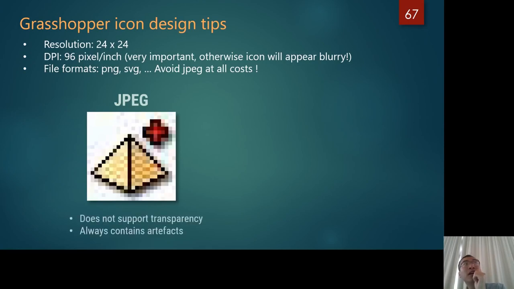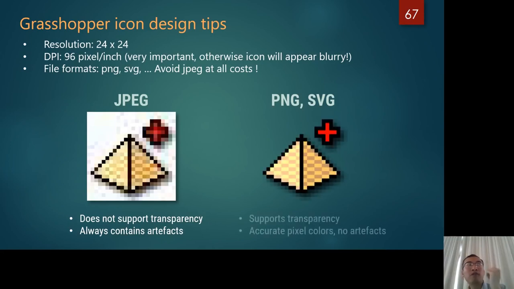But PNG or SVG, SVG is more popular on the Mac operating system, I think, supports transparency and is guaranteed to preserve the color of each pixel perfectly. So never save your icons in JPEG. It's a big taboo in graphic design. If you talk to your graphic design friend and say, here's my icon, please look at it, and you send them a JPEG file, they will look at you like an alien. So never do that.